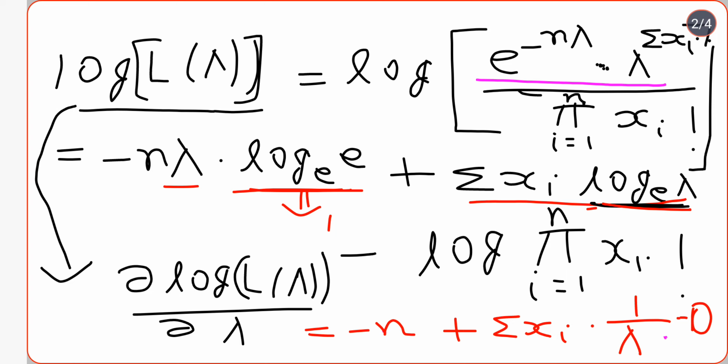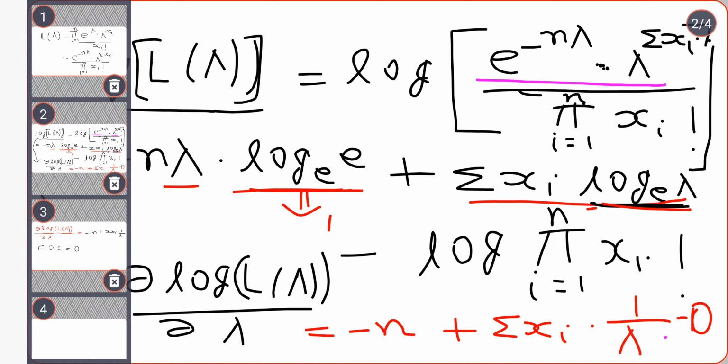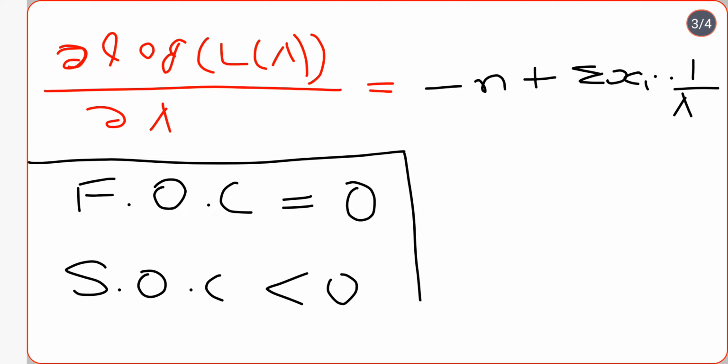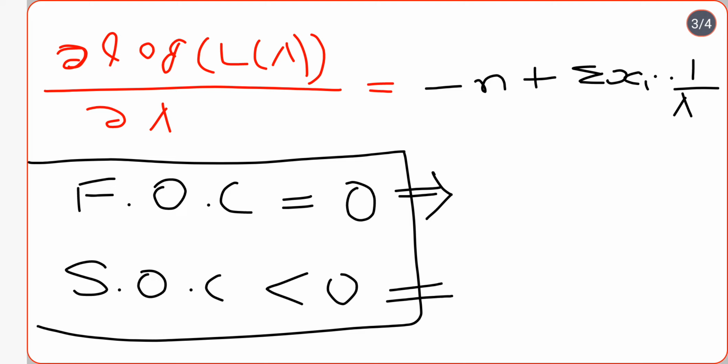If we have to maximize any function, there are two conditions. One is the first order condition will be equal to 0 and the second order condition should be negative. So we will do both the things. From the first order condition equals to 0, we will find out the value of lambda, and after that from the second order condition, if it is less than 0, then we will say that we have successfully completed our maximization and we have obtained the value of lambda.